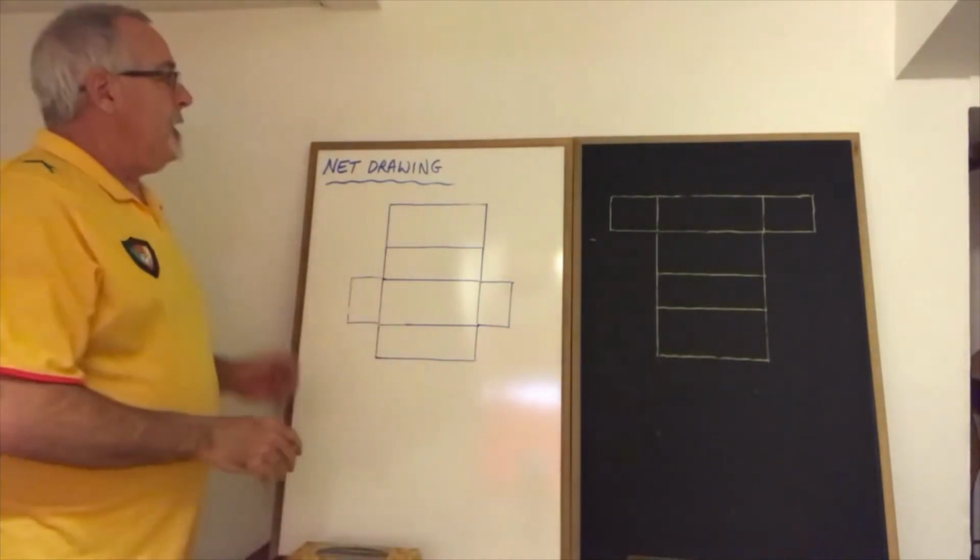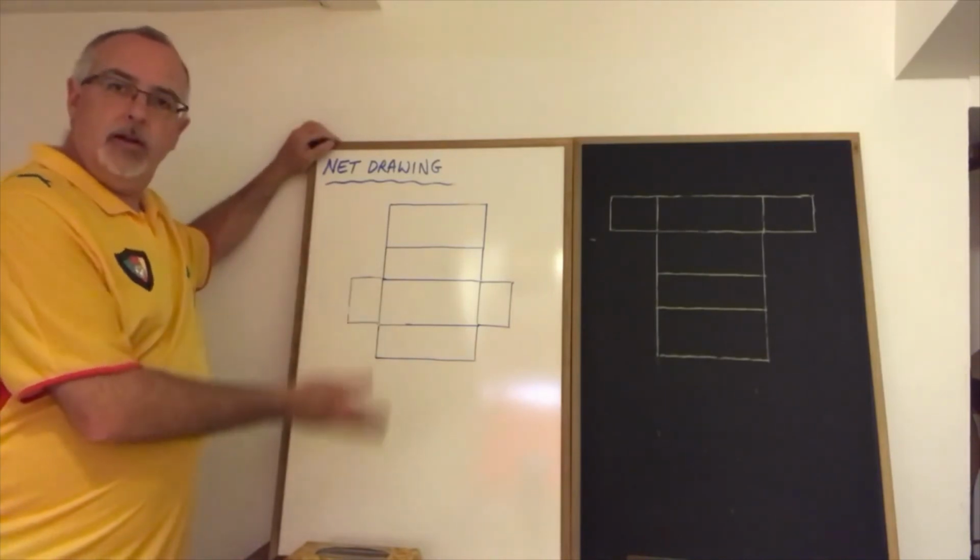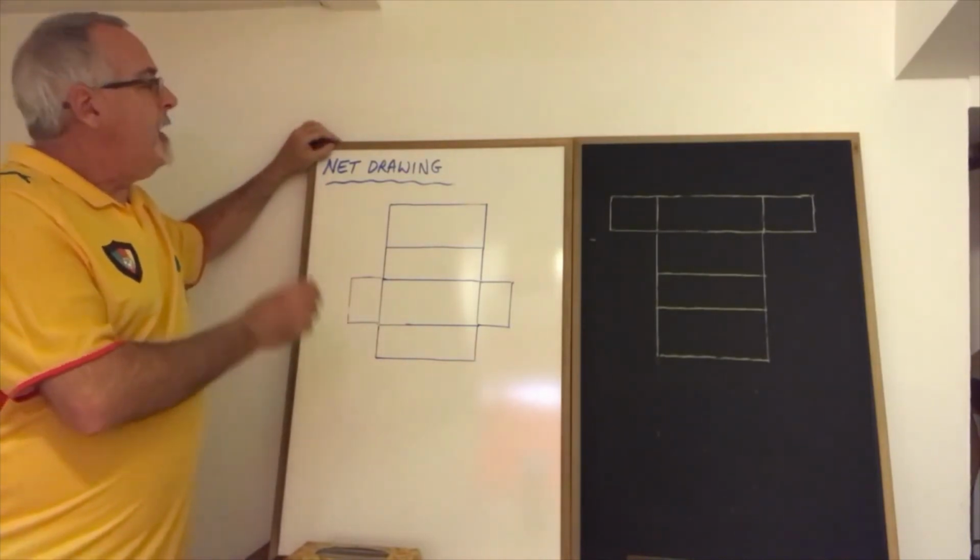This is how we draw a net drawing of a right prism, and it is today's Daily Dose of Math.